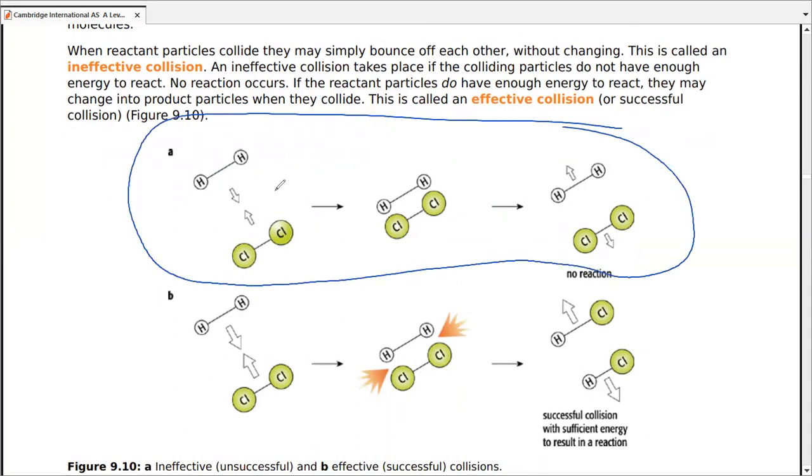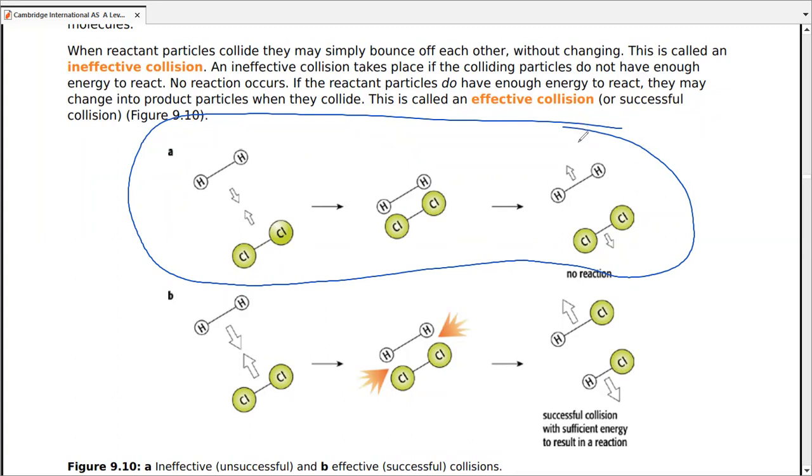As you can see, the hydrogen and the chlorine molecule are trying to react with one another. They're colliding, but they're still returning as hydrogen and chlorine molecules. Actually, no chemical reaction is taking place because it's an ineffective collision, and the combined energy of both of these molecules is less than the activation energy.